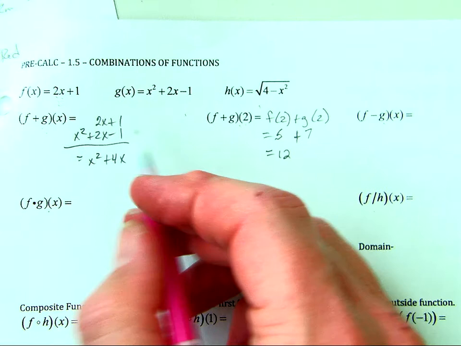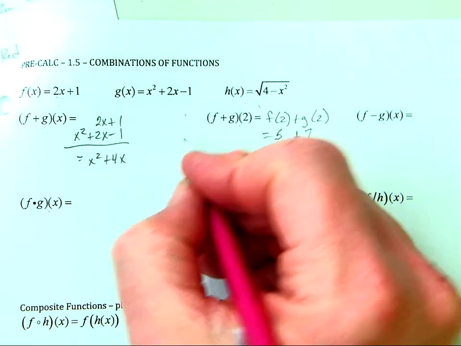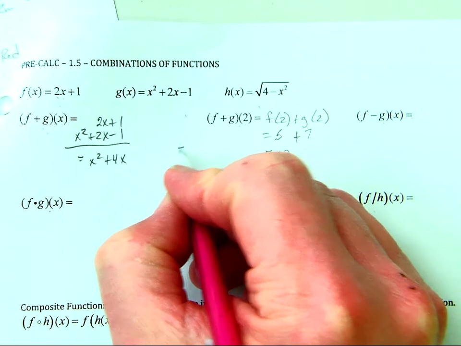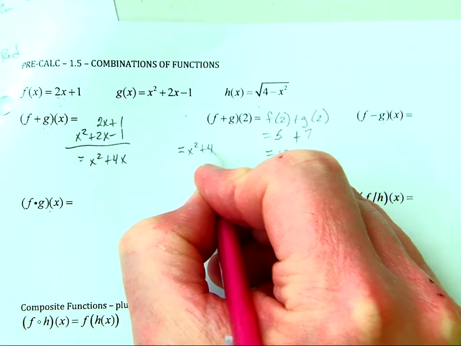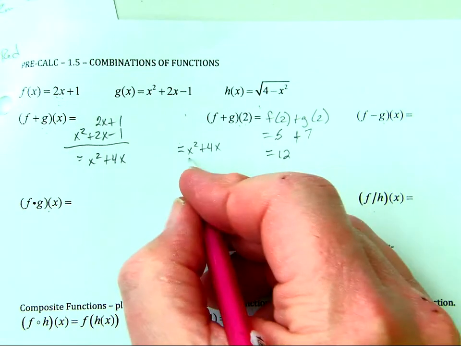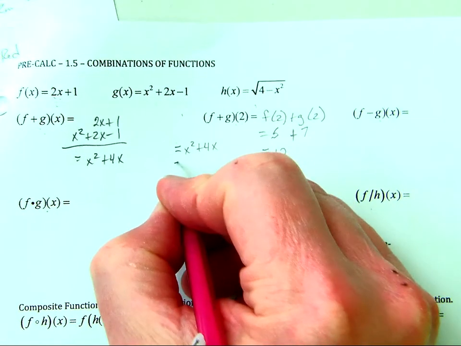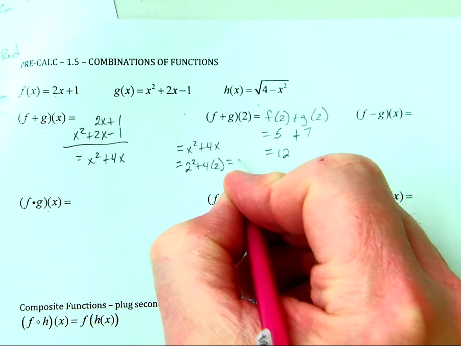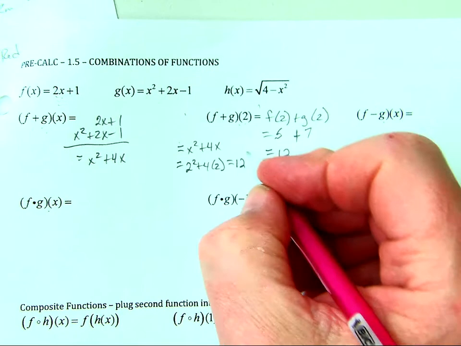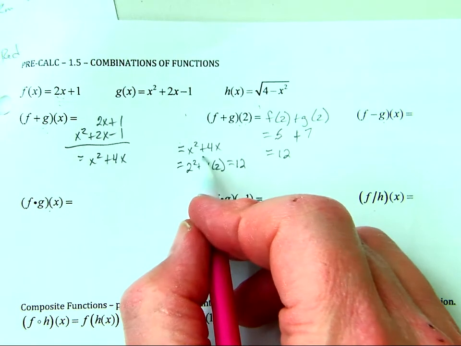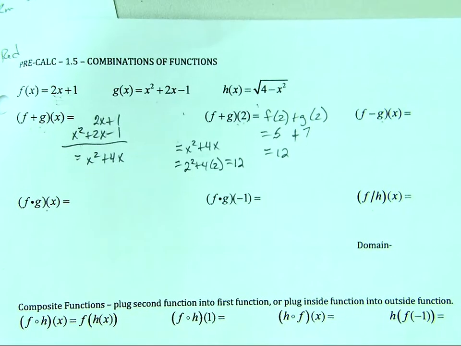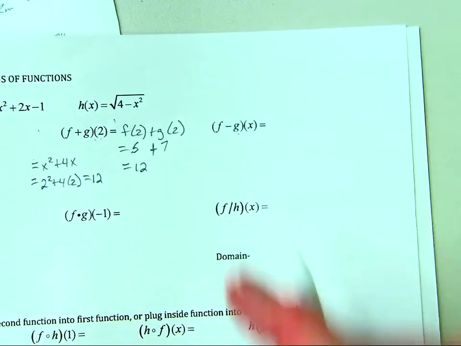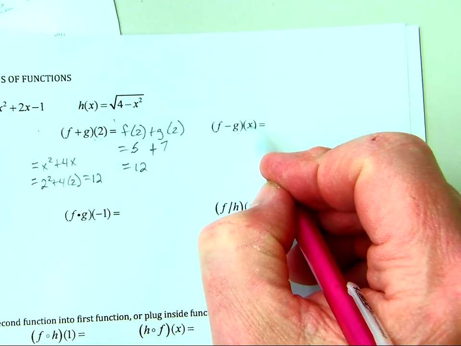Another way to do it is over here we already found f plus g. We already found f plus g was x squared plus 4x. If you already had that, you could just plug the 2 right in there. So that'd be 2 squared plus 4 times 2. 4 plus 8 is still 12. Most of the time you have not already added them, so it's easiest to plug it into both. But either way works.